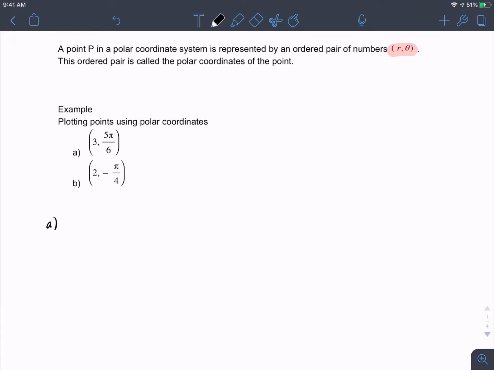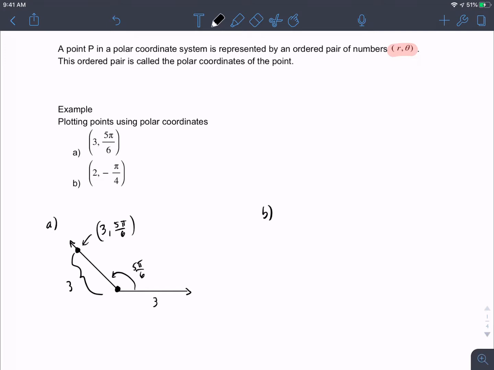Let me go ahead and draw that for you. Here is my pole. Here is my polar axis, and we know that the radius is going to be 3, so that distance is going to be 3. Then we draw 5 pi over 6, so this angle here should be 5 pi over 6, and this point over here is that point. That's how you plot this point. We use our polar axis, rotate 5 pi over 6, and then the distance from here to here is 3 because that's the radius. We plot our point, and there it is.